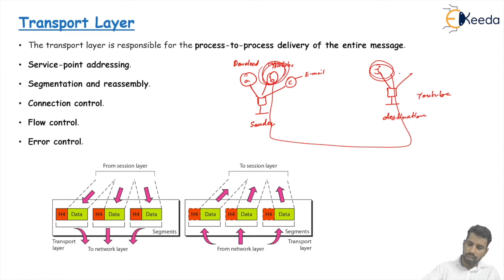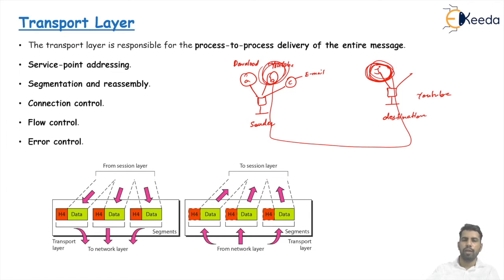Here a process is running in your computer, and here a process is also running in the YouTube server computer. Okay, so this process to process delivery is the responsibility of the transport layer. The process running on your computer that provides services, after fetching data from the server, that is process to process delivery. Or if you are sending an email to your friend, in your computer you are writing the email in your Gmail. That email writing is a process, and your friend is also receiving the mail.